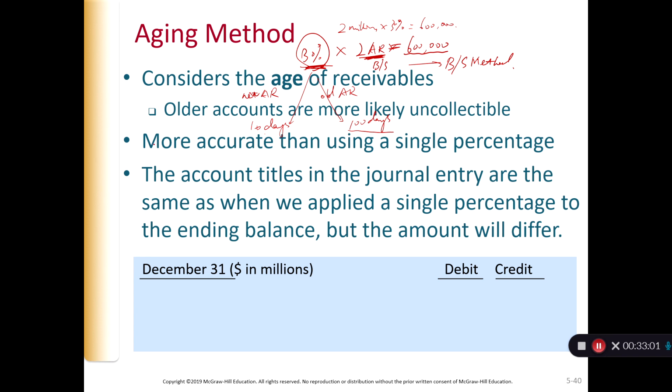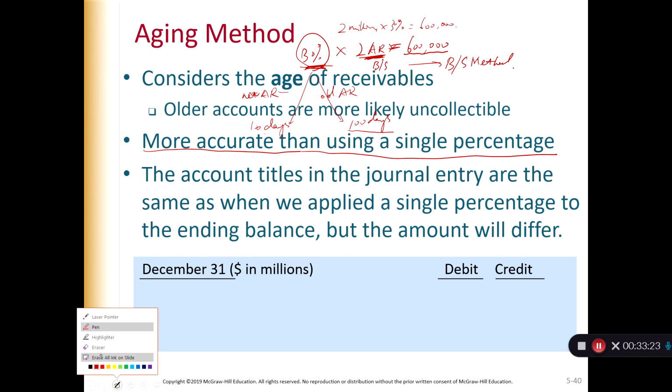So to more accurately estimate how much is uncollectible, using a single rate percentage like the Kinsey example seems not really useful. Therefore, we consider the age. Where does age come from? We want to understand how old this receivable has been out there. We want to consider whether this is a 30 days, 100 days, 10 days, 5 days or 2 years age. So the account title in the journal entry.